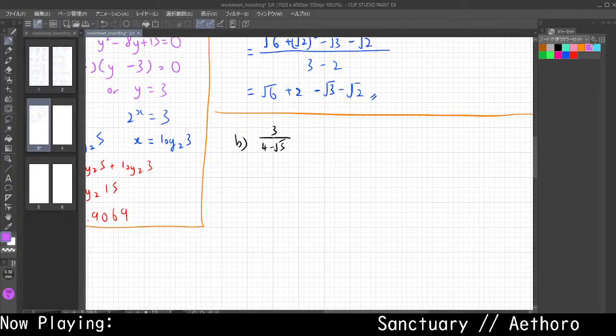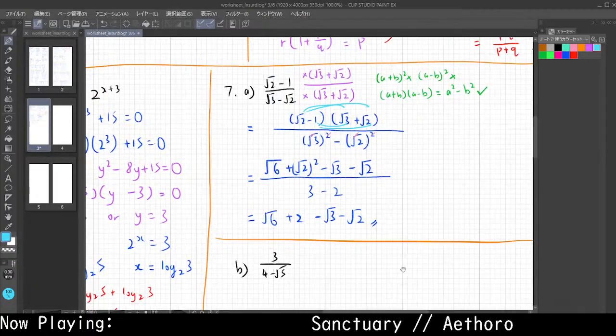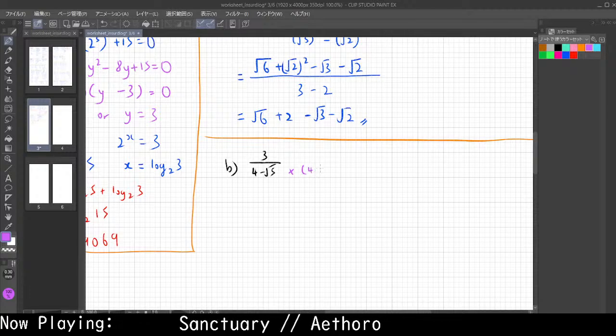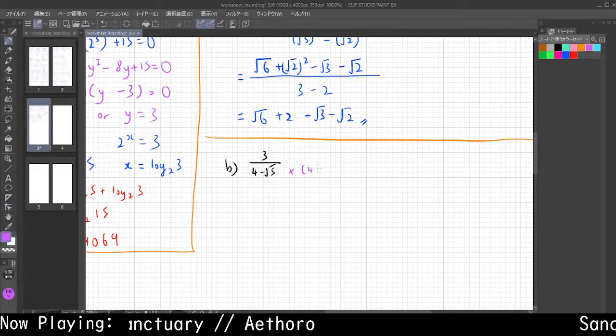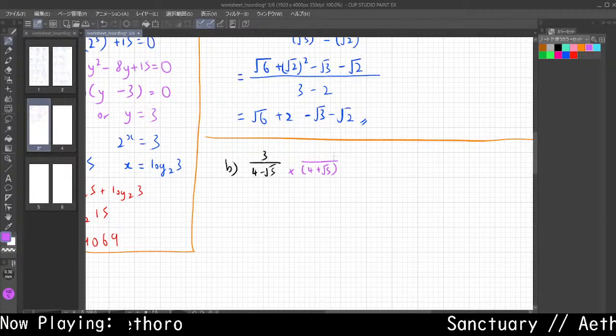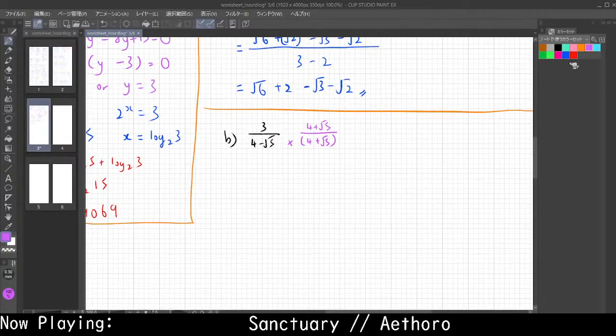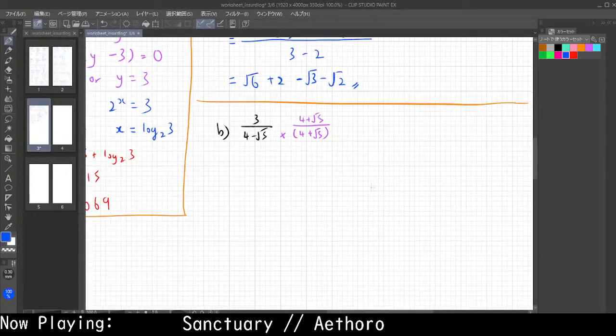So in this case, what color did I use for this? So same thing, multiply by your negative is plus is negative. Okay, so negative is plus, I multiply by 4 over 5, 4 plus square root 5, then my top will do the same as well, so I will basically get this. Then proceed to calculations.